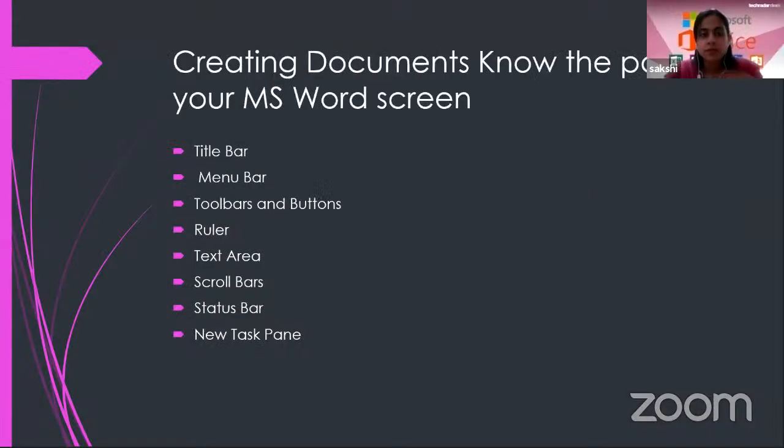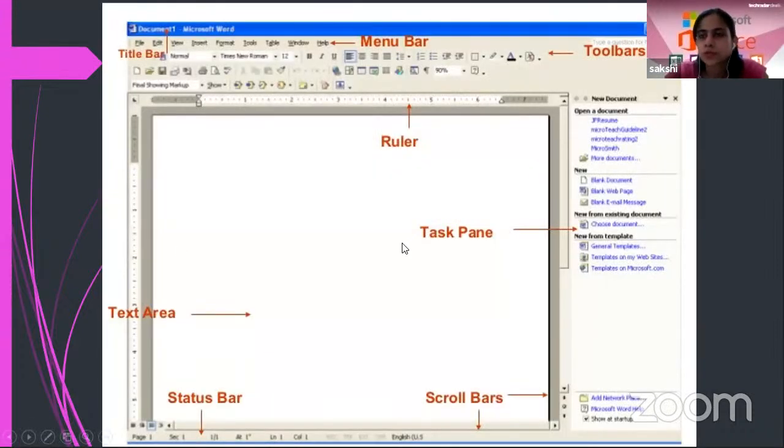These are the things with MS Word. Now, creating a document, what all things are there on the Microsoft screen? There's a title bar, menu bar, toolbar and buttons, ruler, text area, scroll bar, status bar, and new text pane. See, this is how the Word document looks.